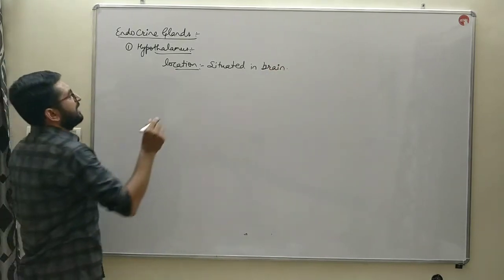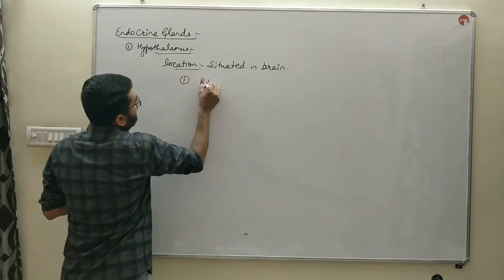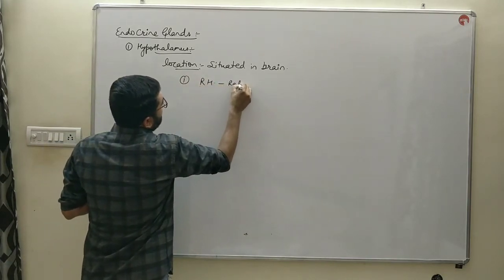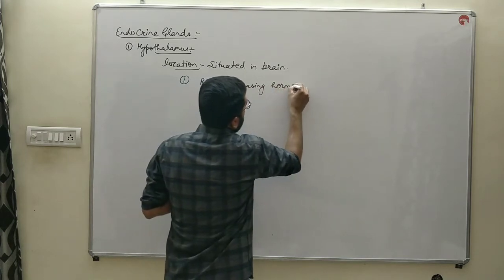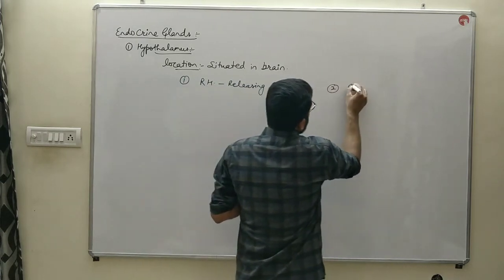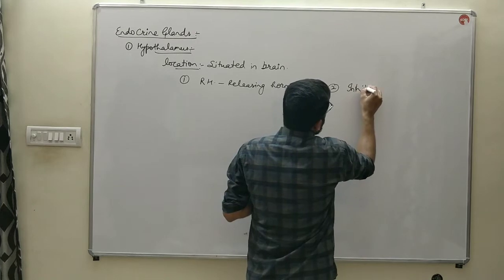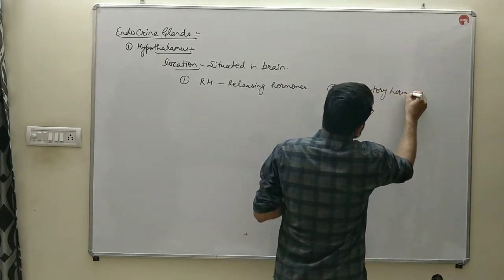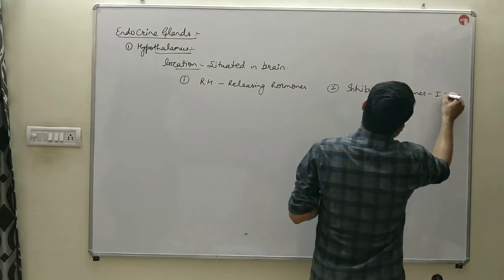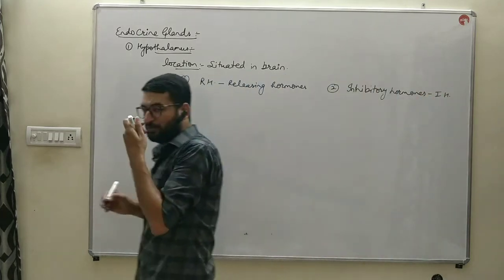It releases two kinds of hormones. The first one is RH, that is releasing hormones, and the other ones are inhibitory hormones, that is IH. These two hormones are antagonistic to each other.